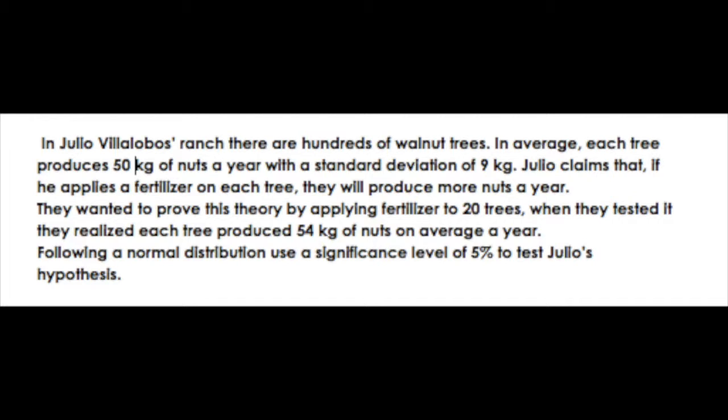Now we're going to apply the previous topic in the following problem. In Julio Villalobos's ranch, there are hundreds of walnut trees. On average, each tree produces 50 kilograms of nuts a year, with a standard deviation of 9 kilograms. Julio claims that if he applies fertilizer on each tree, they will produce more nuts a year. Julio wanted to test the hypothesis by applying fertilizer to 20 trees. When they tested it, they realized each tree produced 54 kilograms of nuts on average a year. Following a normal distribution, use a significance level of 5% to test Julio's hypothesis.